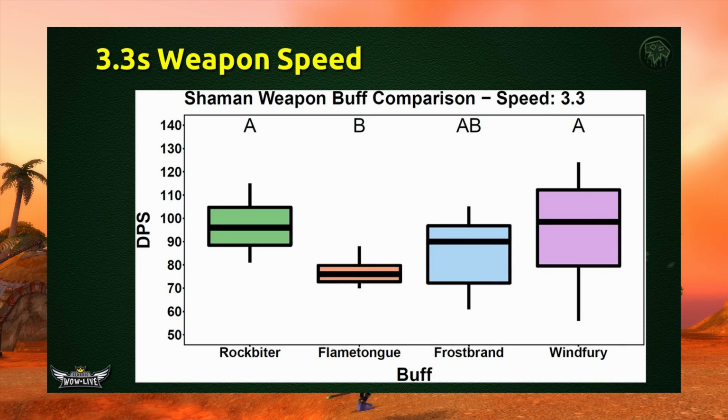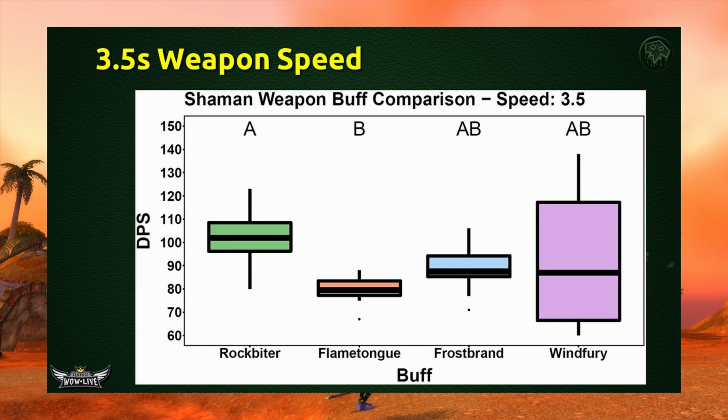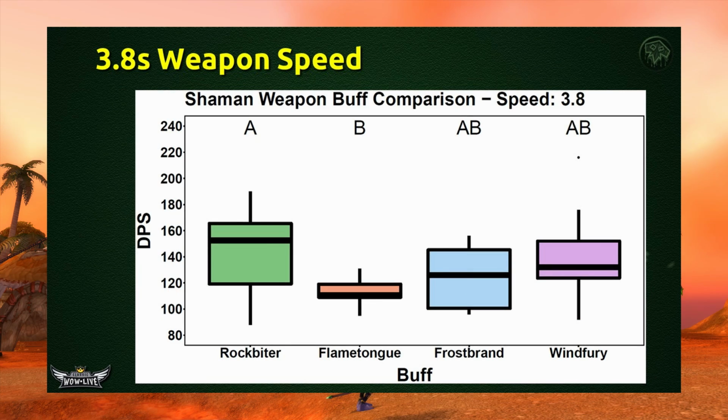At 3.3 seconds, Rockbiter and Wind Fury again are number 1. Very similar scenario to the 2.9 seconds. At 3.5 seconds, Rockbiter is number 1, followed by Frostbrand and Wind Fury, followed by Flametongue. And finally, at the slowest weapon speed, Rockbiter is number 1, followed by Wind Fury and Frostbrand.